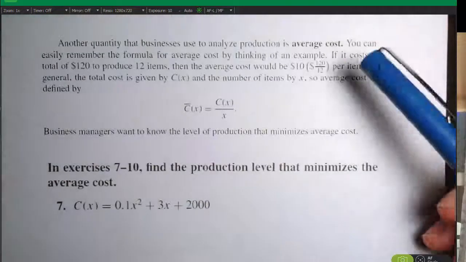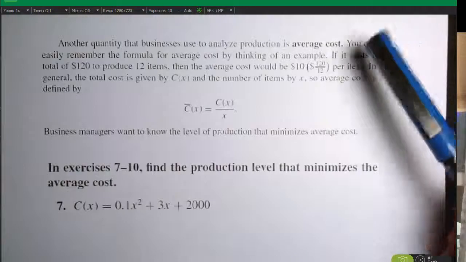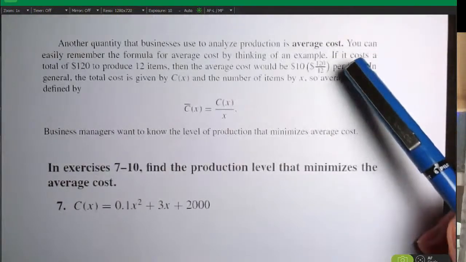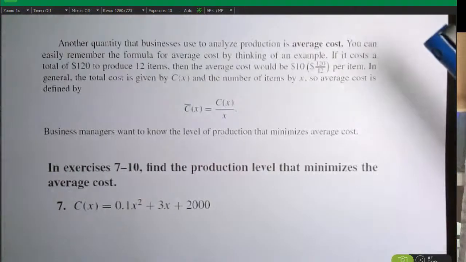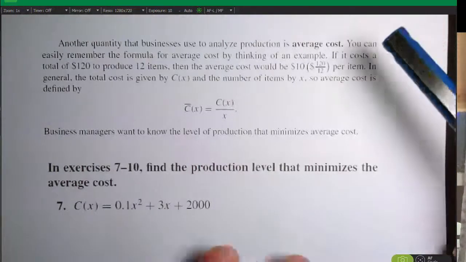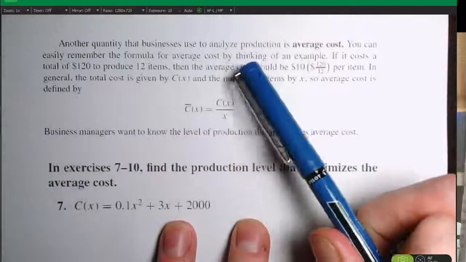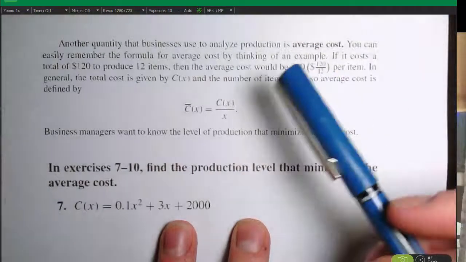Okay, but another way to do some stuff with calculus with business is to look at average cost. Now this we can minimize. This is what we would want to minimize: figure out where's the lowest average cost for us, because that means we're making it most efficiently. So again, another thing we can analyze is average cost. Now, the way you do average cost is explained here.